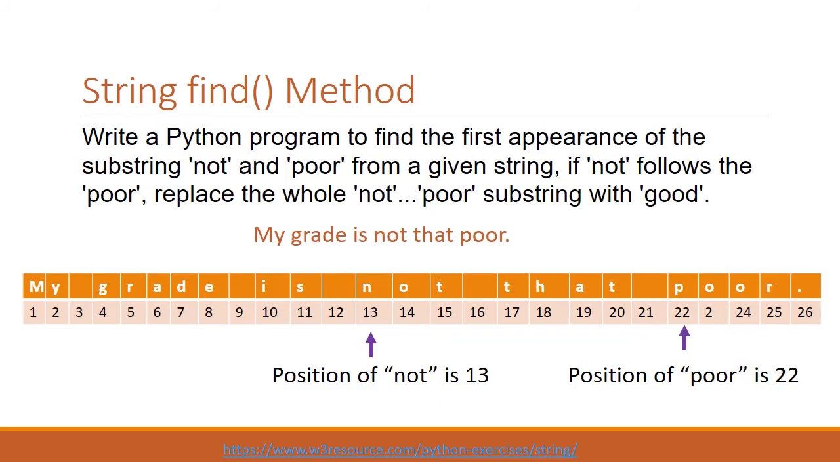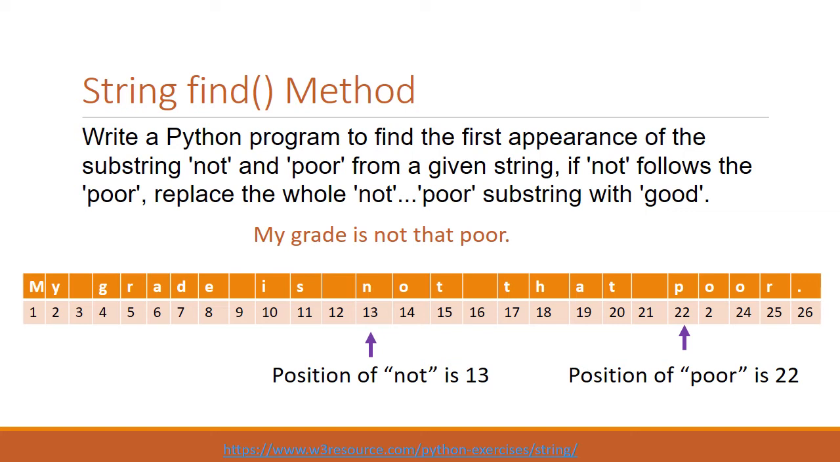To get a feel for how the find method works, let's write a Python program to find the first appearance of the substrings not and poor from a given string. If not follows the poor string, replace the whole not string, whatever's in between, and the poor substring, with good. So for example, if we have the string my grade is not that poor, we would replace not that poor with the string good.